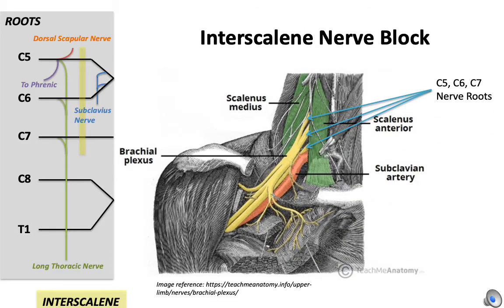Here, at the level of the nerve roots, we will pause to talk about the interscalene nerve block. This block targets the roots of C5, C6, and C7, as designated in the figure to the left by the yellow line. In the figure to the right, the blue arrows point to the yellow roots of C5, 6, and 7 as they course between the anterior and middle scalene muscles, which are highlighted in green.